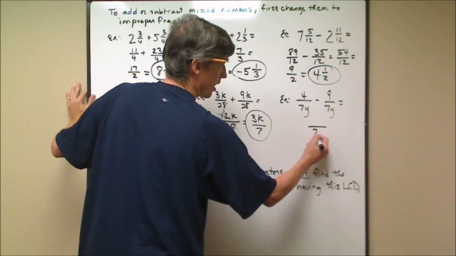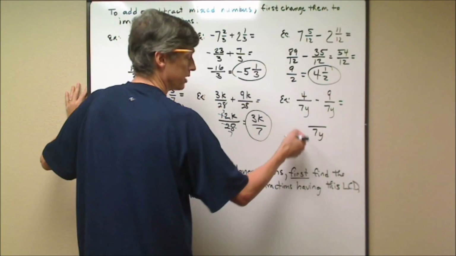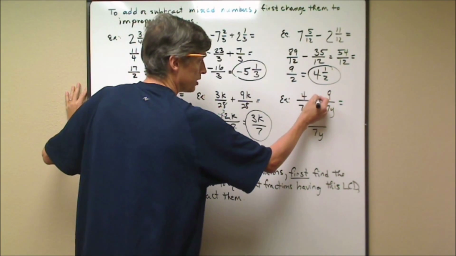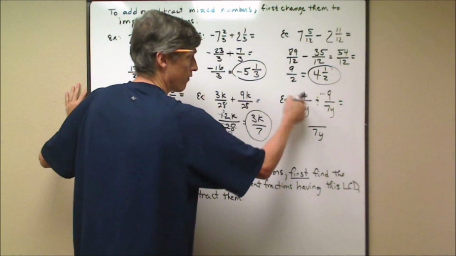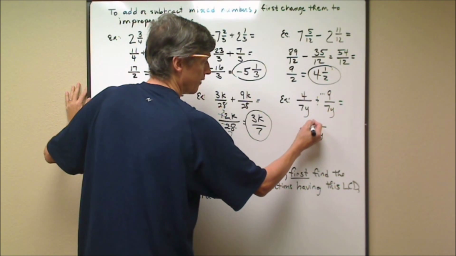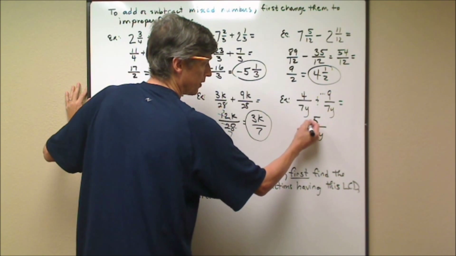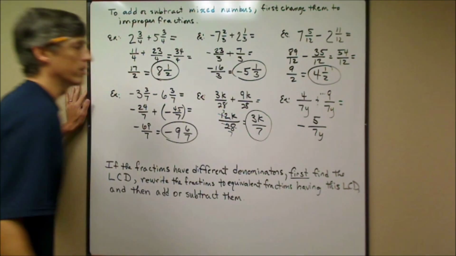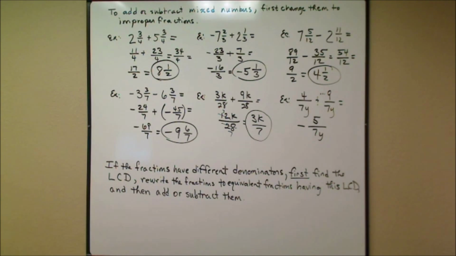I keep the same denominator, and I subtract the numerators. Now it's a non-traditional subtraction, so you can think of it as adding the opposite. 4 plus negative 9 is a negative 5. I'm going to put the 5 there, and instead of putting the negative right in front of it, since it's the way I'm going to write my final answer, I'll put it there. And I have negative 5 over 7y.